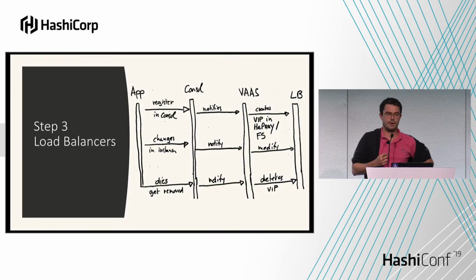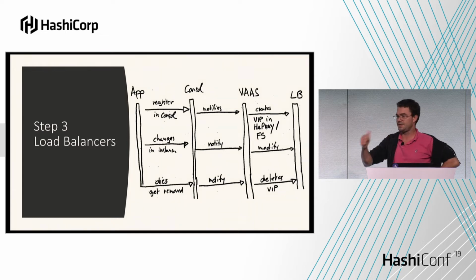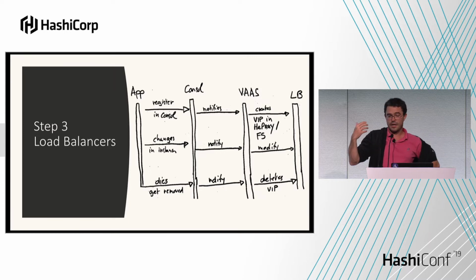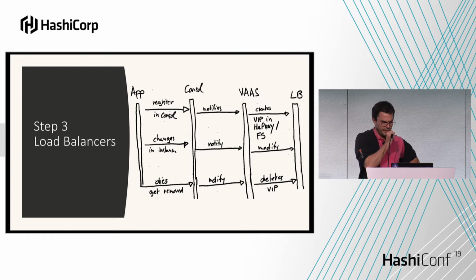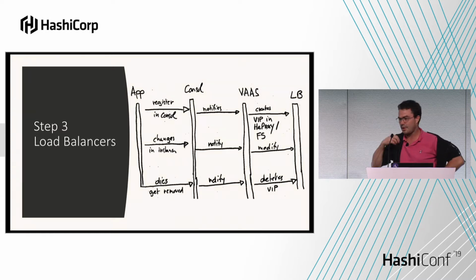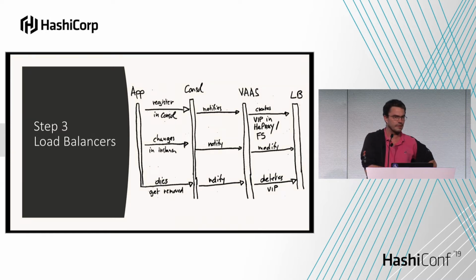But it can go further. It can, for instance, create a DNS name, TLS certificate, and so on and so on. Whenever instances are not healthy anymore or are added or removed, of course, the VIP is modified. And the very interesting thing as well is that whenever the last instance of your service is dying, the VAS configuration is removed, meaning that you lose your VIP once you don't have any instance.